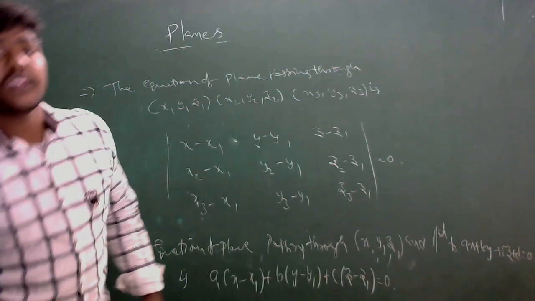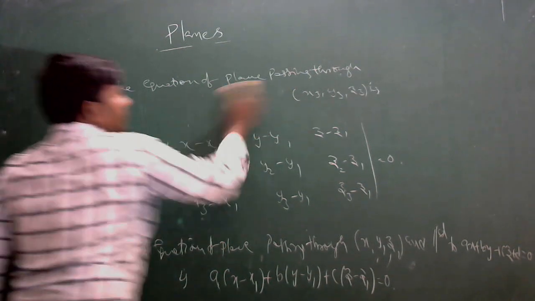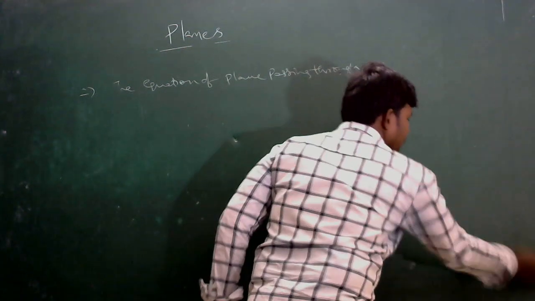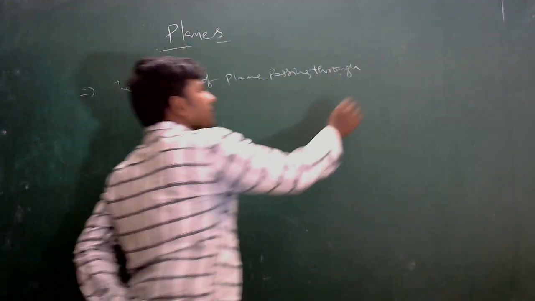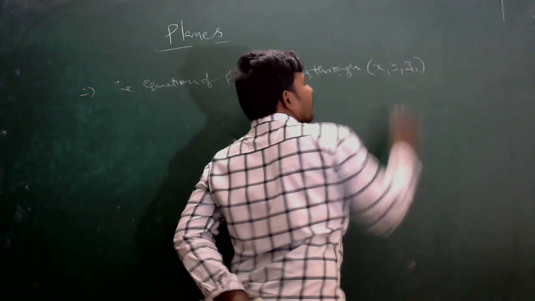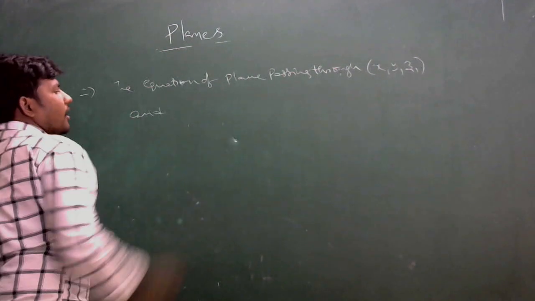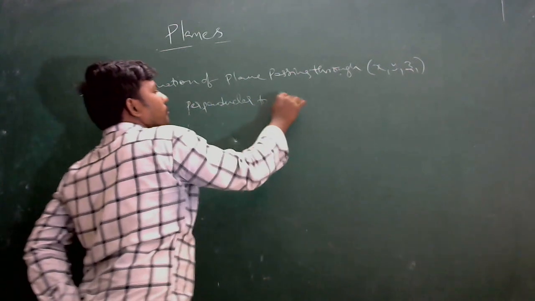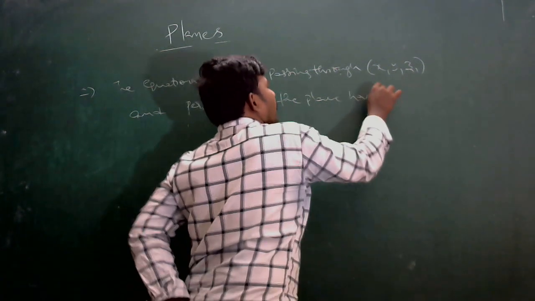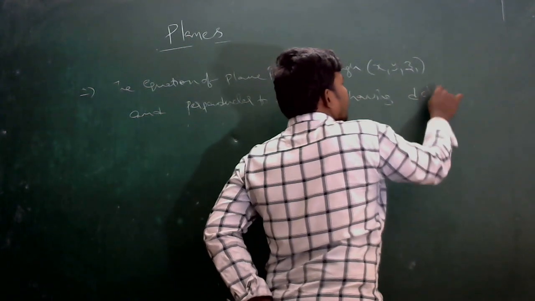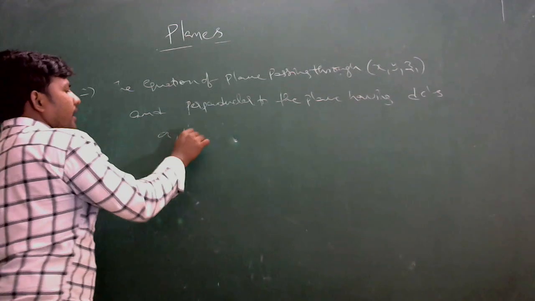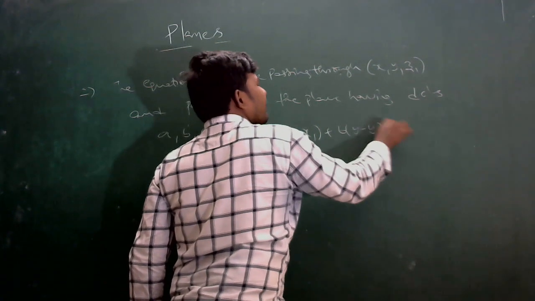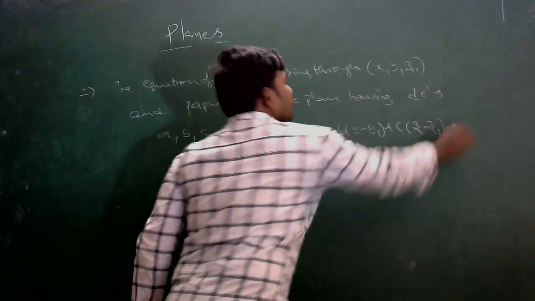In the same way, the equation of the plane passing through (x1, y1, z1) and perpendicular to the plane having direction ratios A, B, C is A(x - x1) + B(y - y1) + C(z - z1) = 0.